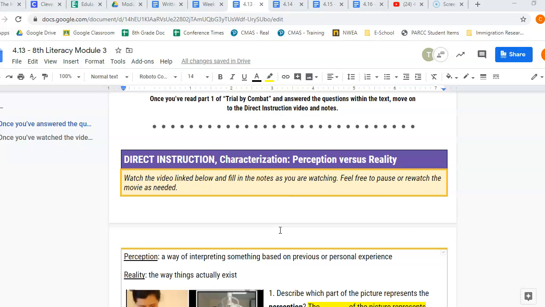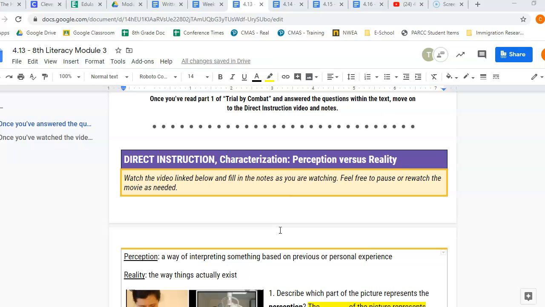So this was in your notes at the beginning, but we have two vocabulary terms. And you should be familiar with these at this point based on the vocabulary section. Perception is a way of interpreting something based on a previous or personal experience. Conversely, reality is different from that, and reality is the way things actually exist or actually are.